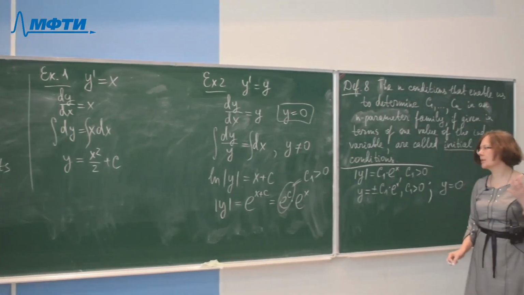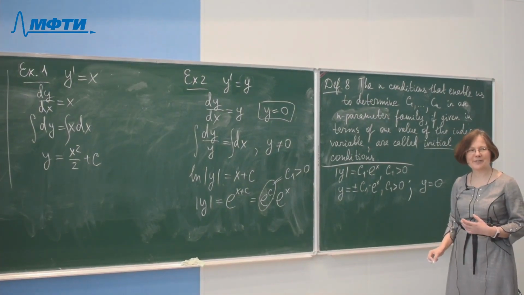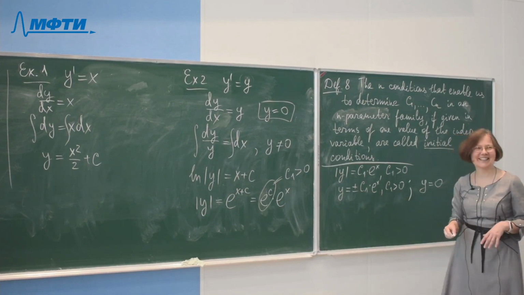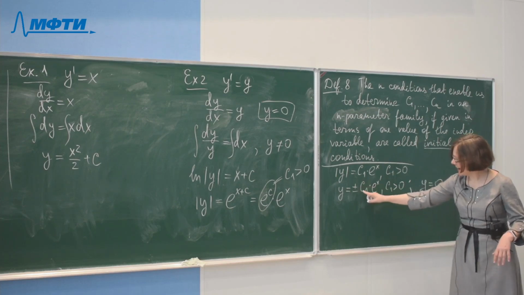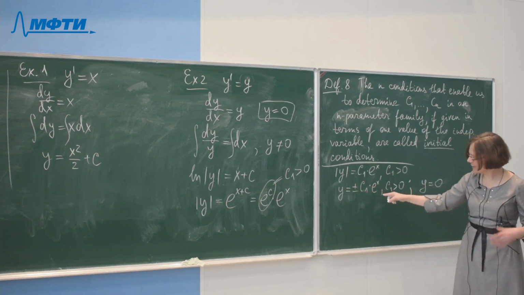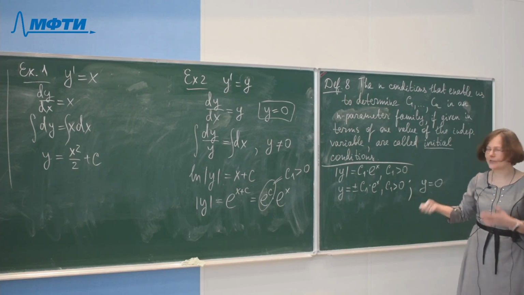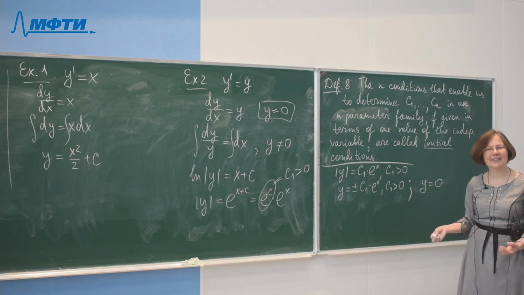Is it possible to simplify this answer? Kathy, what is your opinion? Is it possible to simplify this answer? So this is the answer: plus or minus c1, where c1 is positive, times e to x, and this particular solution. How to simplify it?